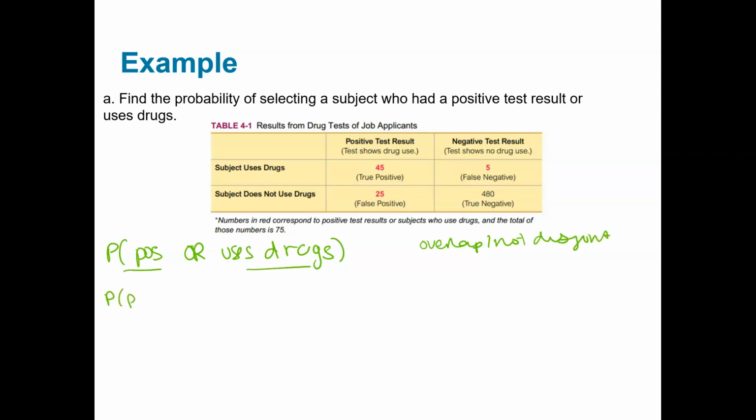So we've got the probability of someone being positive plus the probability of someone using drugs minus the probability that someone is positive and uses drugs. So remember that always the denominators are our totals. So if we were to add up that whole table, we would get 555. So those numbers don't change in the addition rule.